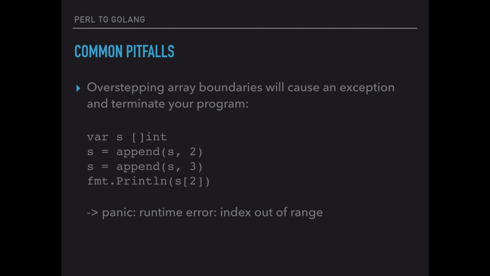One very important point to look out for are array and slice boundaries. In Perl, accessing any undefined element in an array will simply return undef. However, in Golang, you will run straight into a runtime error, bringing your whole program to a halt. So make sure you check those boundaries.